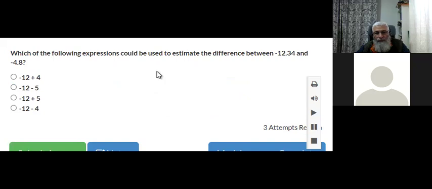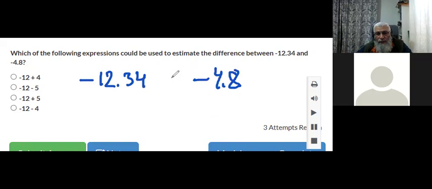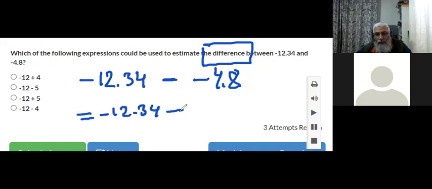Read. Which of the following expressions could be used to estimate the difference between negative 12.34 and negative 4.8? Difference between negative 12.34 and negative 4.8. Difference means what? Difference means subtraction. So this is minus. Minus means what? Plus. So negative 12.34 plus 4.8.